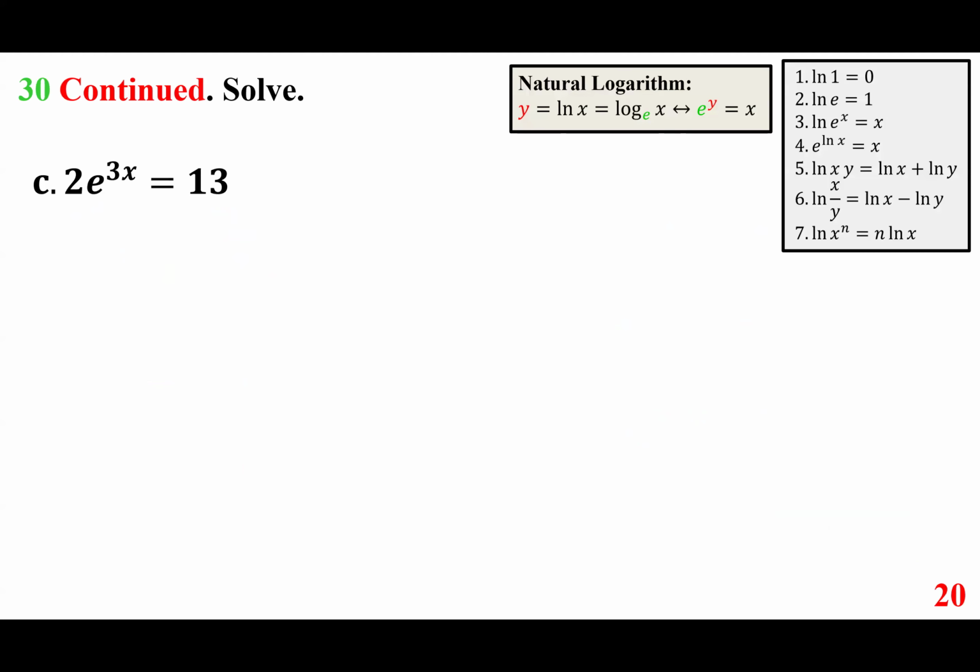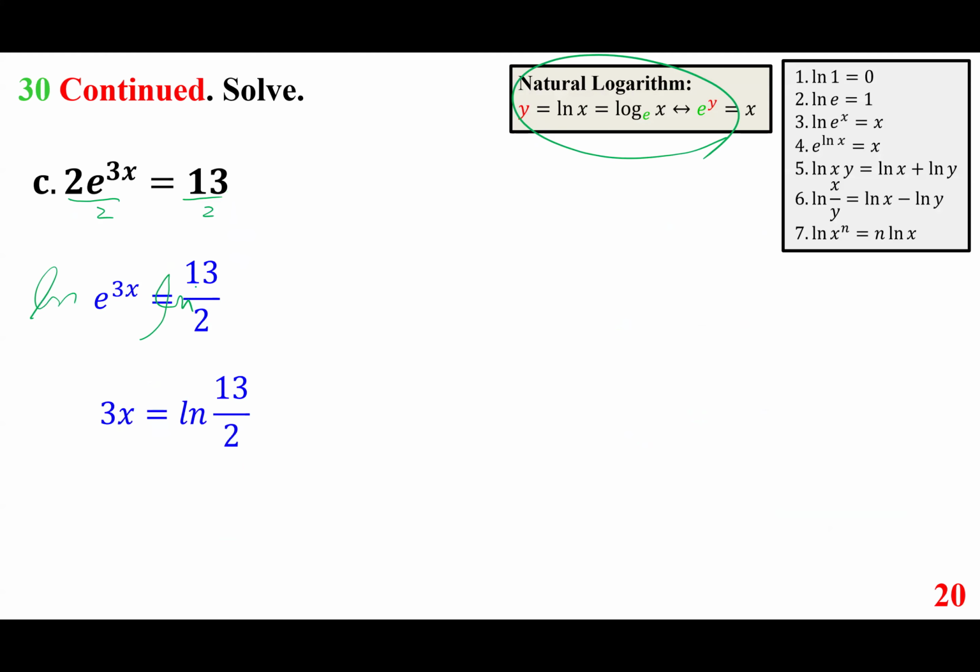All right, 2e to the power of 3x equals 13, number 1. Divide by 2. And now, if you go with the definition, or just take the natural log, either way is fine. It means the same thing. The left side is 3x. The right side is natural log of 13 over 2. So what is x? One-third of the natural log of 13 over 2 is an exact answer.